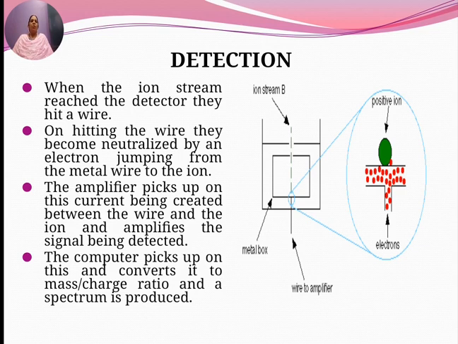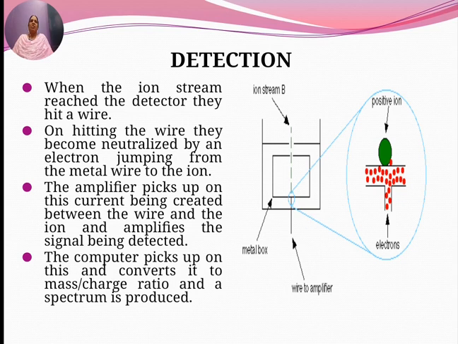So the computer picks up this current and converts it into a mass to charge ratio, and a spectrum is produced.